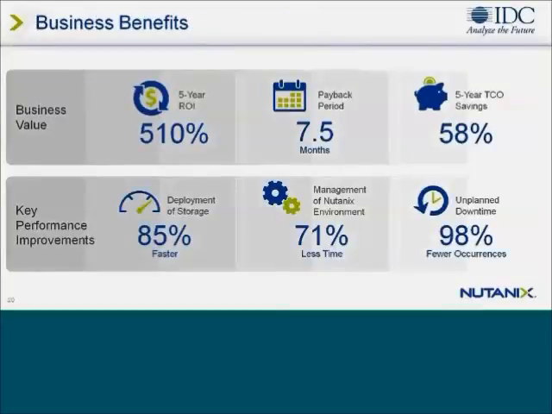So let me talk a little bit about the business benefits. The Nutanix approach to infrastructure offers real, tangible, material benefits to customers in terms of greater agility, faster time to value, and lower total cost of ownership. We conducted this IDC report, talking to our customers, and we got a great bunch of feedback. Customers get over 500% ROI over a 5-year period and up to 60% lower TCO, within a 7.5-month payback period. The biggest benefits are in lower operational expenses: our Nutanix system reduces the time to management by over 70%, and we reduce unplanned downtime occurrences by 98%.